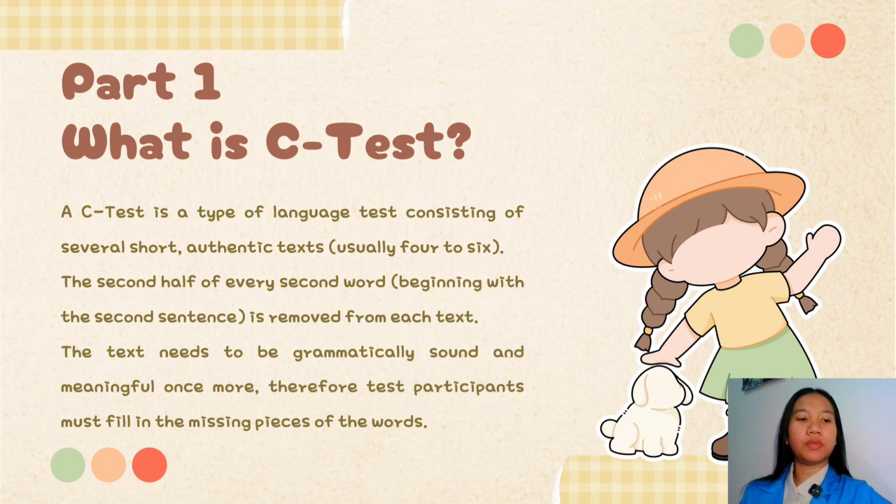In other words, the C-test is built on the idea that people can still understand a message even when part of it is missing. This concept is called the reduced redundancy principle. It shows how much someone truly understands and can use the language, not just memorize vocabulary or grammar rules.